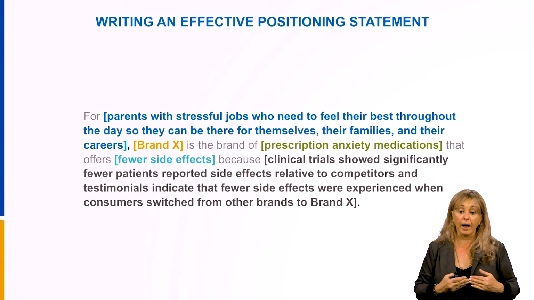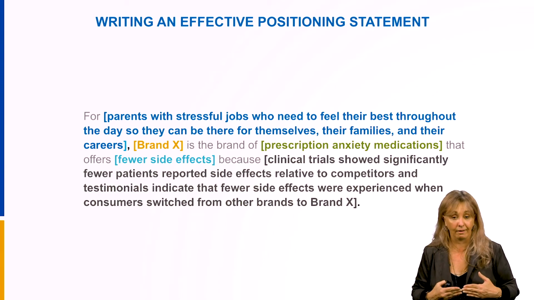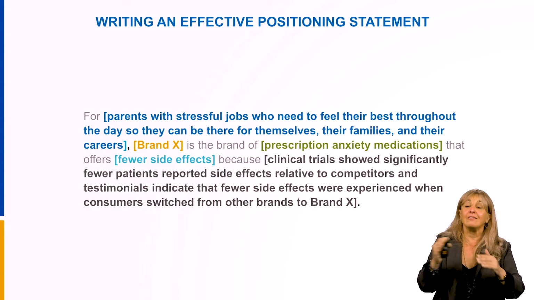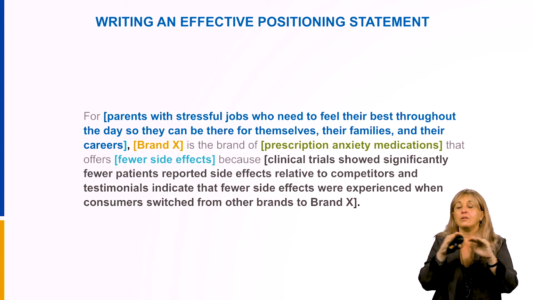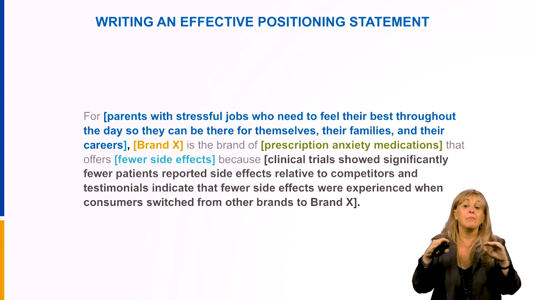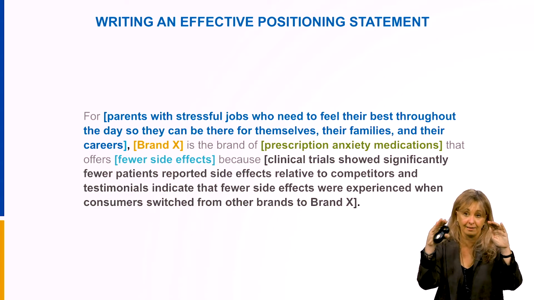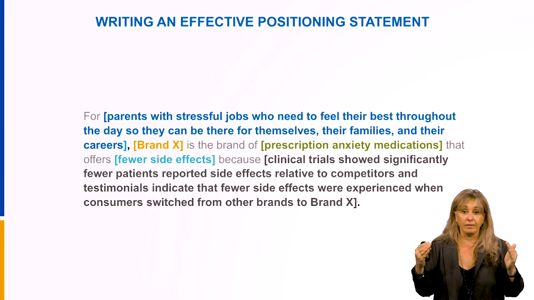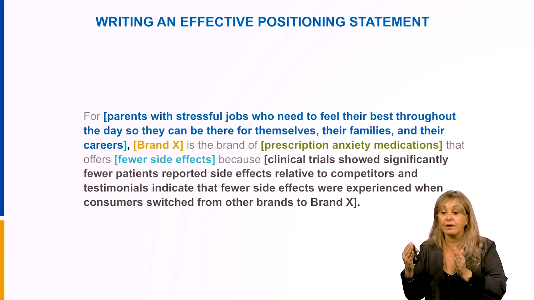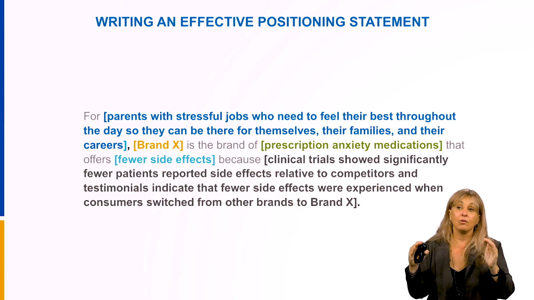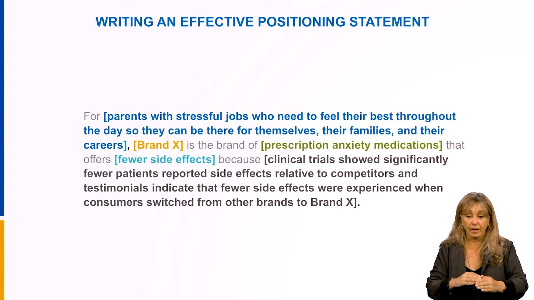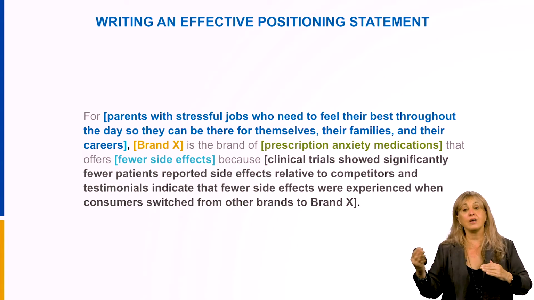For target, parents with stressful jobs who need to feel their best throughout the day so they can be there for themselves, their families, their careers. This is a target group, but they described the psychographic and the demographic and the need in that target group. Perfect. Brand X is the brand of prescription anxiety medication. So this is the category. This is the group, the pond that they play in, that offers fewer side effects.